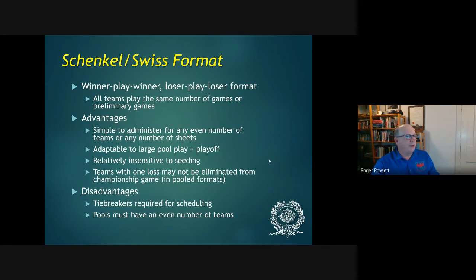One of the disadvantages of round robin play is you really need those multiples of 4. But for the Schenkel format, you don't have to have a multiple of 4. And if you have pool play, you can even have an unequal number of teams in each pool. So this is very adaptable to very large pool play into a playoff. It is insensitive to seeding because the pools can be quite large, so teams will sort themselves out. You can even pair them randomly in the first round.